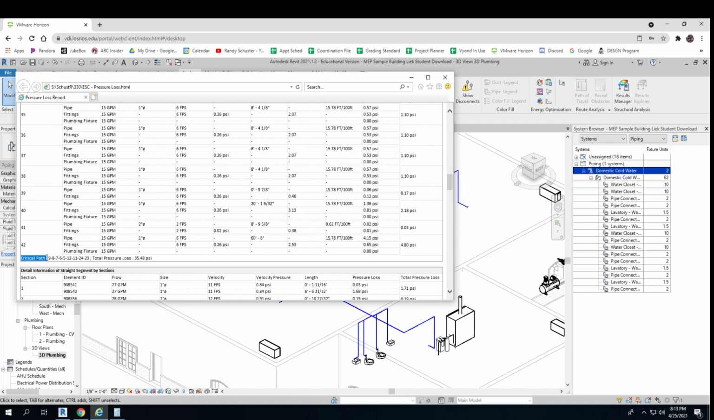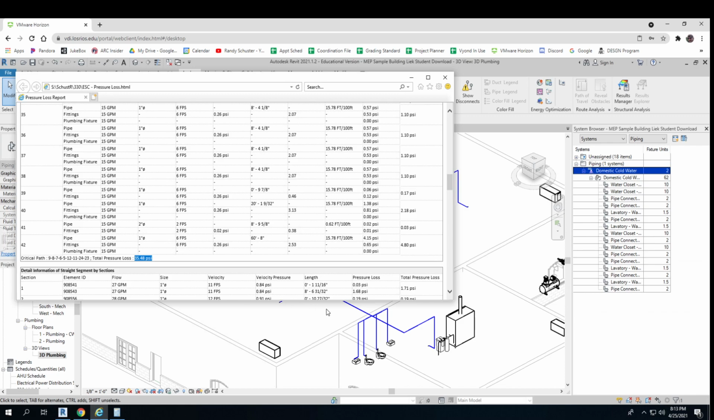Our critical path, he says, okay, the worst one that you have to deal with is through these pipe segments and fittings. And when everything is being used at once, I'm going to have 35.48. I'm going to call it 35.5 psi loss. Now, residual pressure means that I've got some pressure coming into my building. And when everything is going on, I have a pressure at each fixture. And remember, fixtures are set to work at 22.5 psi. So I have to have at least 22.5 psi.